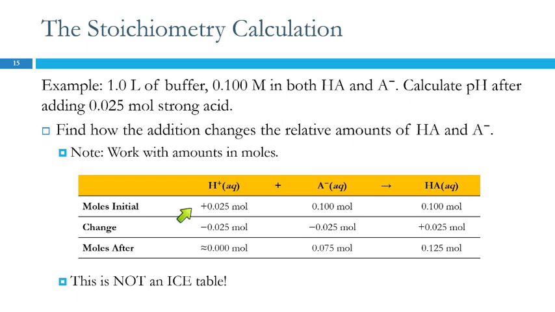We're going to put in what is initially there. So this is what we're adding, the 0.025 moles. And notice this is moles, not concentration. And here, A minus, 0.1 moles. It's 0.1 moles per liter.